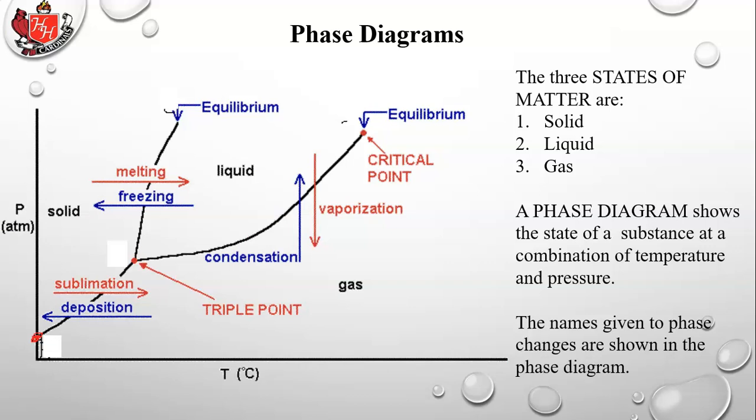So phase diagrams are unique to the substance. Water has a different phase diagram than carbon dioxide, which has a different phase diagram than anything that you can think of, methane, for example. So the 3 states of matter are solid, liquid, and gas. A phase diagram shows the state of a substance at a combination of temperature and pressure. The names given to phase changes are shown in the phase diagram.